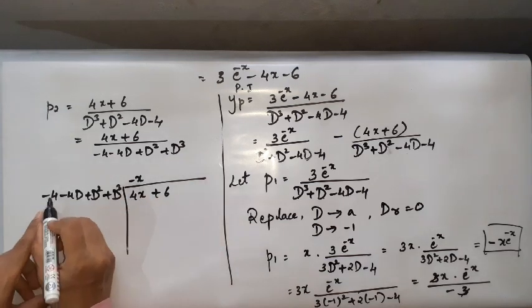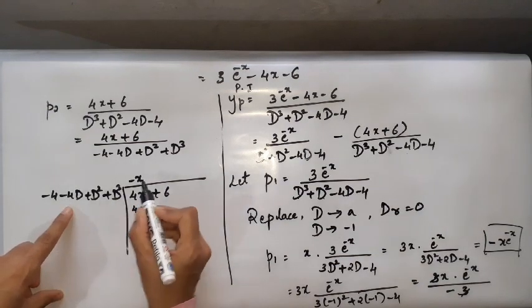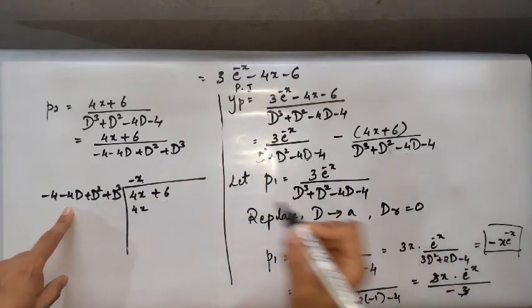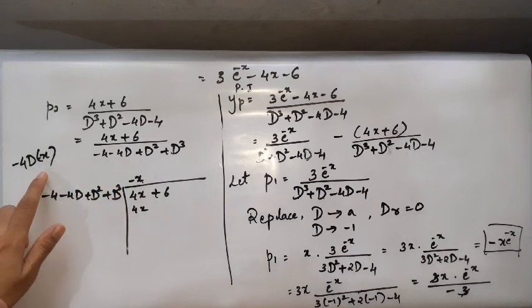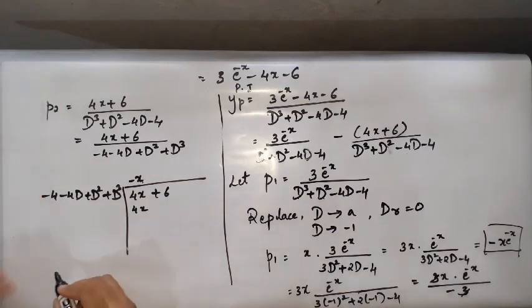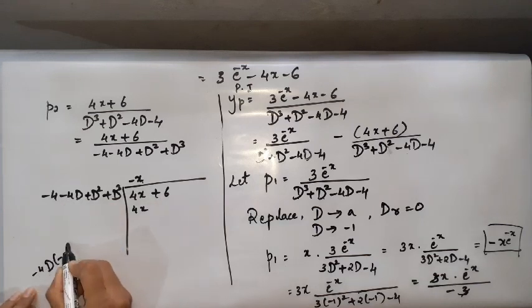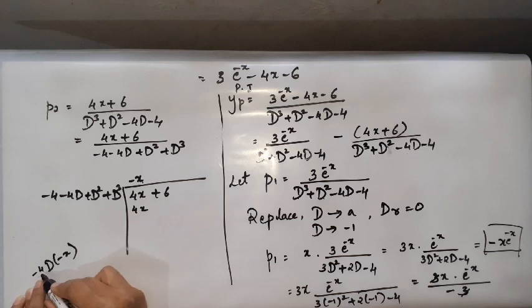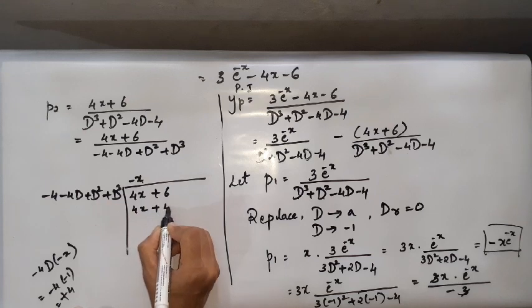Okay, so just multiply this now. Minus 4 into minus x becomes plus 4x. Minus 4 into d of minus x, it is minus 4 times d of minus x, please concentrate everyone. Derivative of minus x is minus 1. Minus 4 into minus 1 becomes plus 4. Is it not? It results in plus 4. That is, if you multiply this term with this, you will get plus 4 over here.